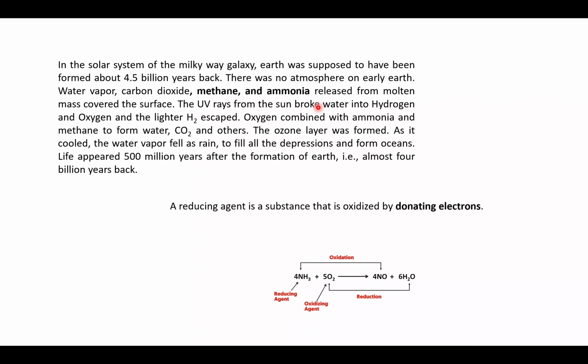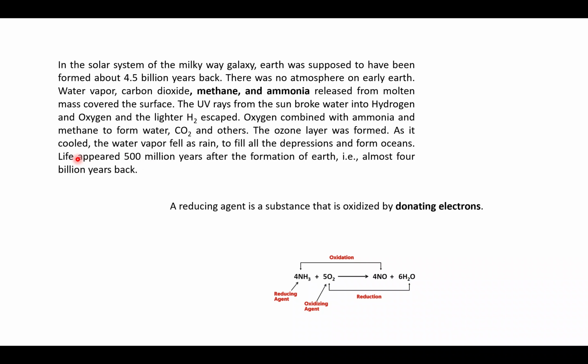The UV rays from the sun broke the water. There were also water vapors. They split the water into hydrogen and oxygen, and the lighter hydrogen escaped. Oxygen combined with ammonia and methane to form water, CO2, and others. Likely then, gradually the ozone layer was formed, and it cooled the water vapor. These water vapors cooled down, condensed and fell as rain to fill all the depressions to form oceans.